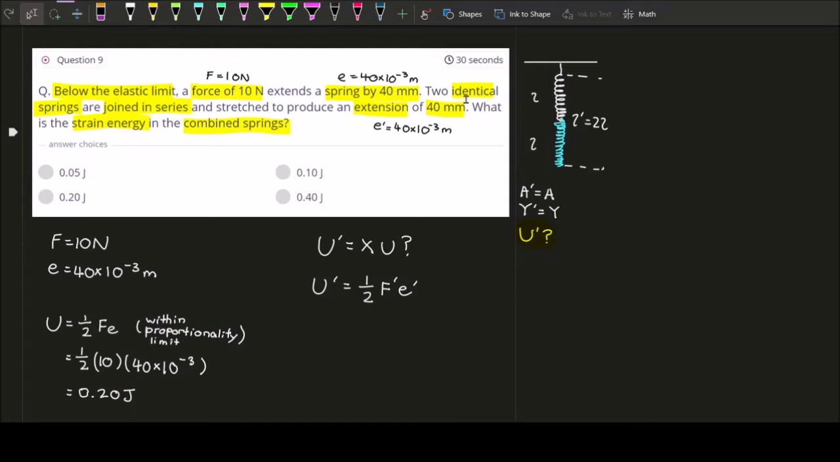If your extension is the same, it means you actually use less force. But what is the relationship between the new force and the old force? That's what we need to figure out. Okay, so force is something we don't know. The new elongation, do we know it? Yes, the new elongation is actually the same as the old elongation. So, okay, let's do this first. Change it to the old elongation because the new elongation is the same as the old elongation.